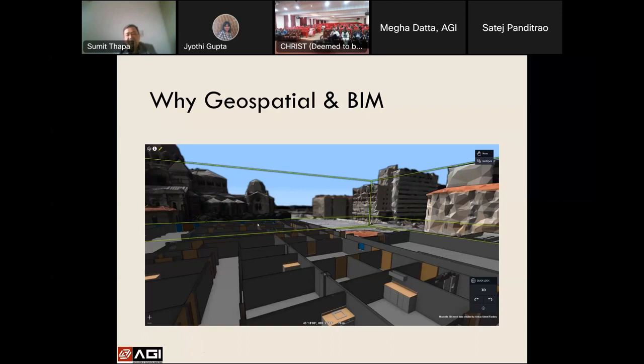Geospatial only has information up to where that building is, what the area is, what surface area it is covering, and what the height and the 3D model are. But if you want to go inside and see each and every piece of information and aspect of a building, then we need to incorporate geospatial with BIM, and BIM can give all this very detailed information, which is not the domain of geospatial.